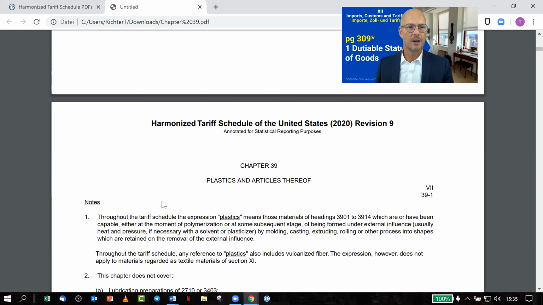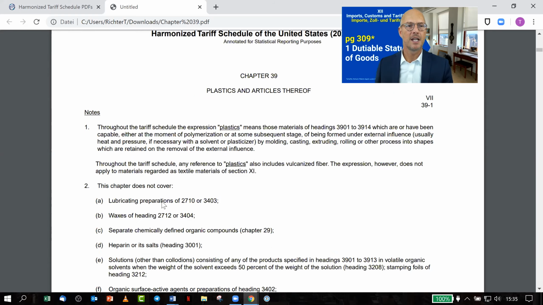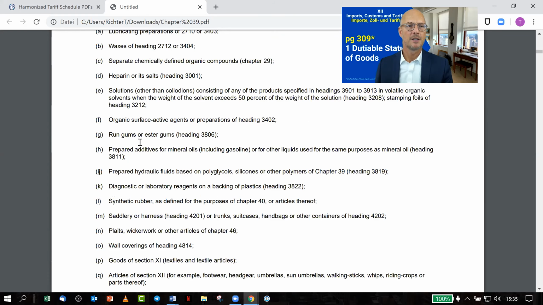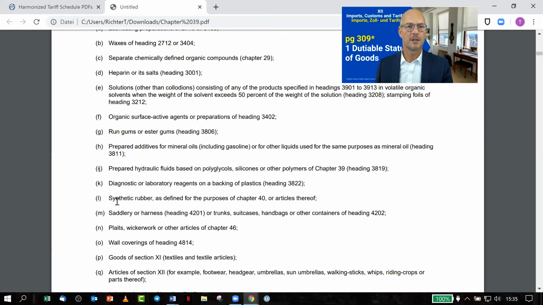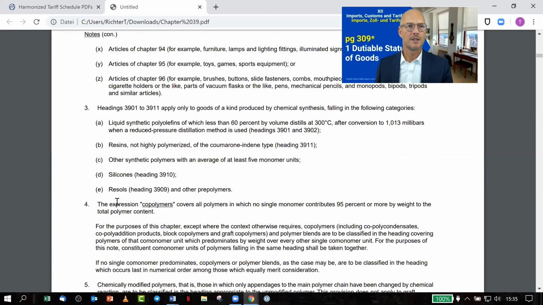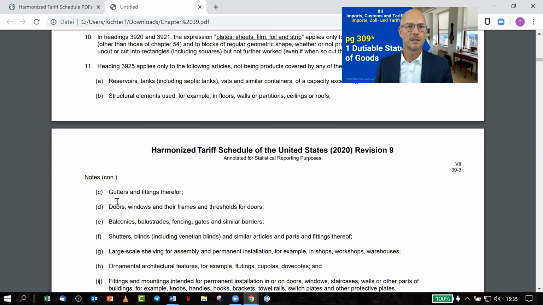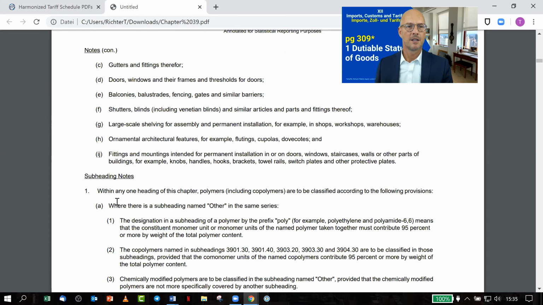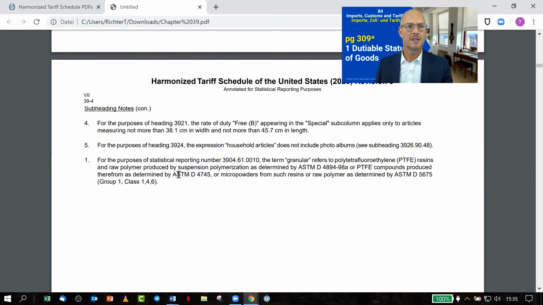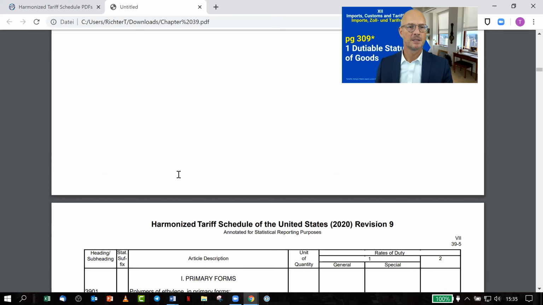Let's go a little bit further down. So these are plastics, with some notes here. What kind of plastic: synthetic rubber, and so on. So these all fall under this. You can see a lot of balconies, balustrades, fencing, right? So this is all under this chapter.